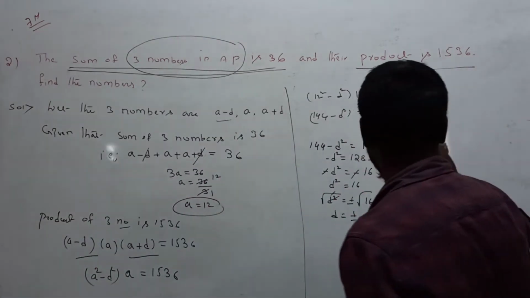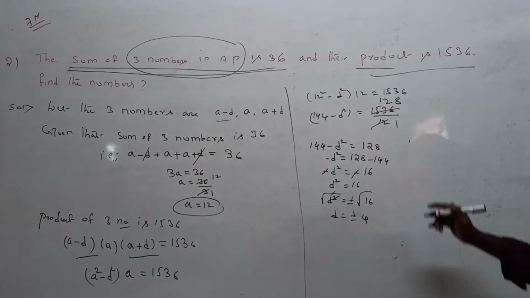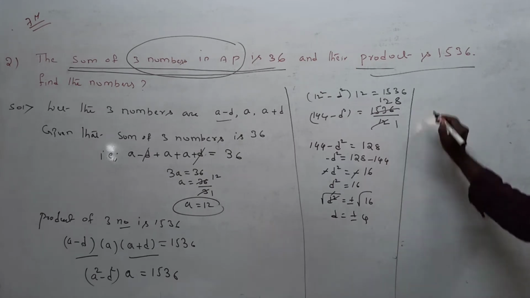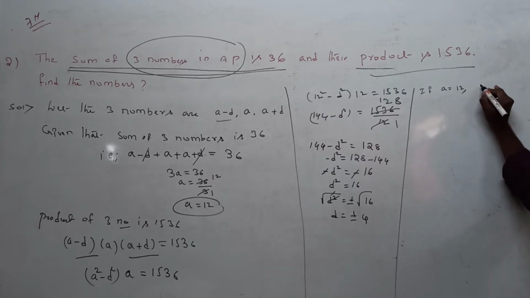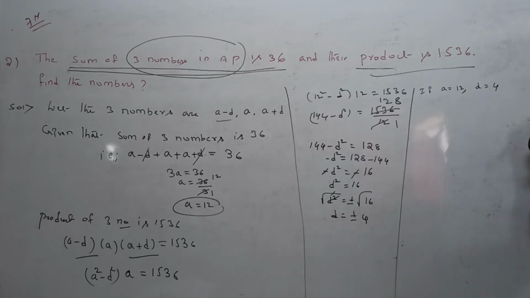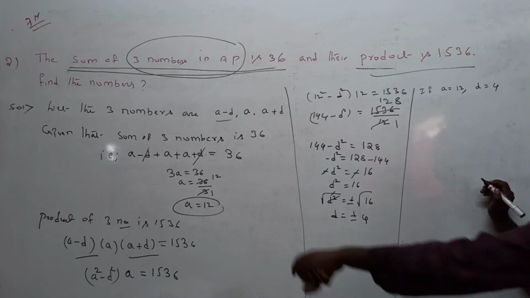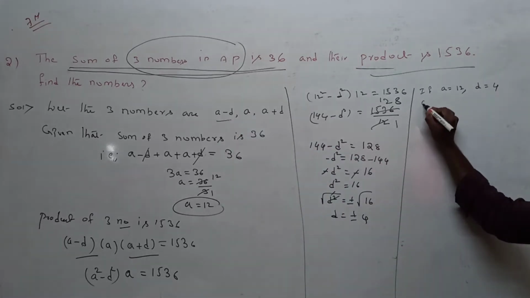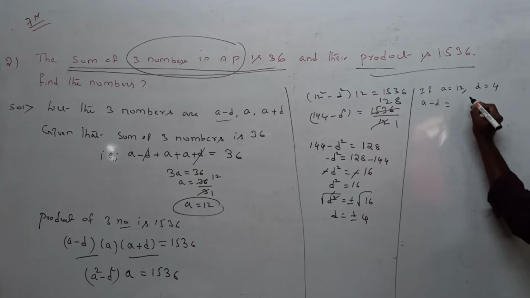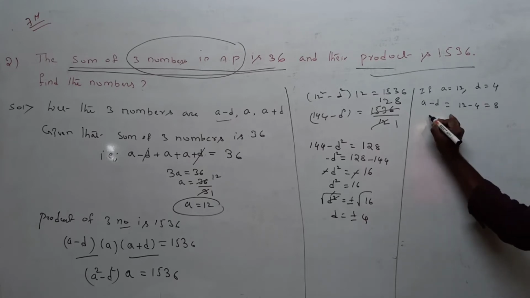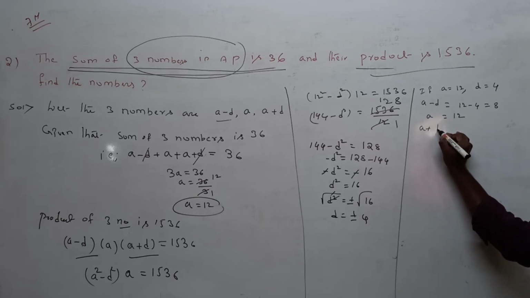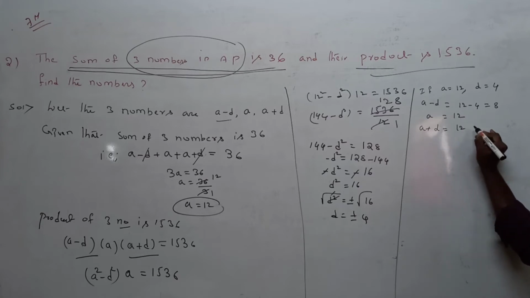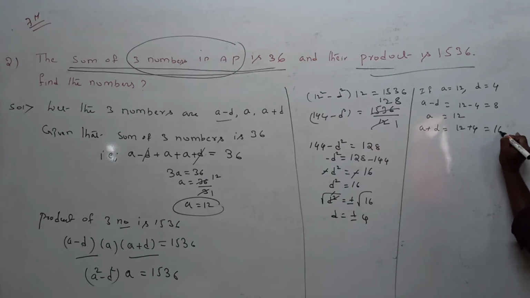Next we are applying. A value you know, D value you know. What are the three numbers? We can substitute values. First case: A is equal to 12 and D is equal to plus 4. The first number is A minus D, which is 12 minus 4 is 8. The second number is A only, so 12. The third number is A plus D, 12 plus 4 is equal to 16.